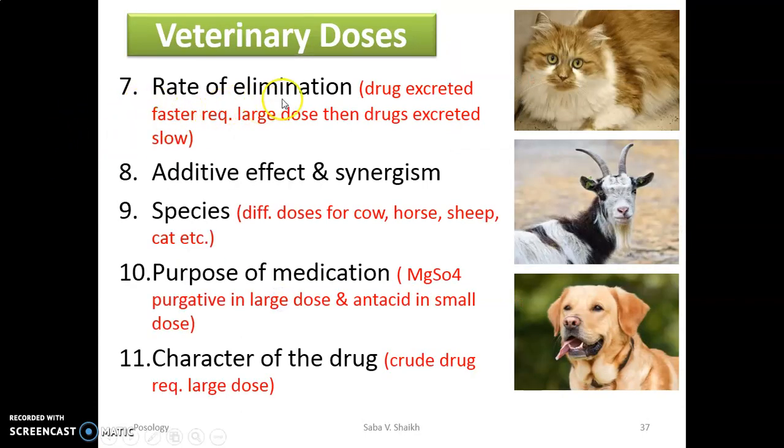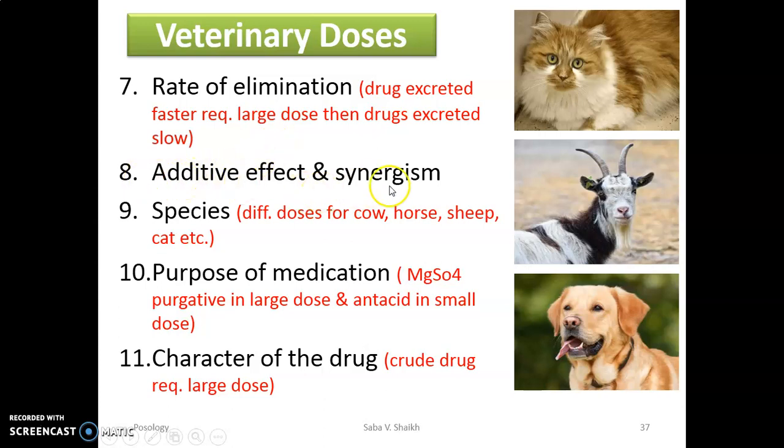Next is rate of elimination. This is a new factor which we have not studied in the case of human doses. The drug excreted faster requires a larger dose than the drug excreted slowly. Means those drugs which have a very short life in the body of a person or animal will go out of the body fast, so if it is coming into the body and going out fast, more dose will be required to cure the disease in animals.